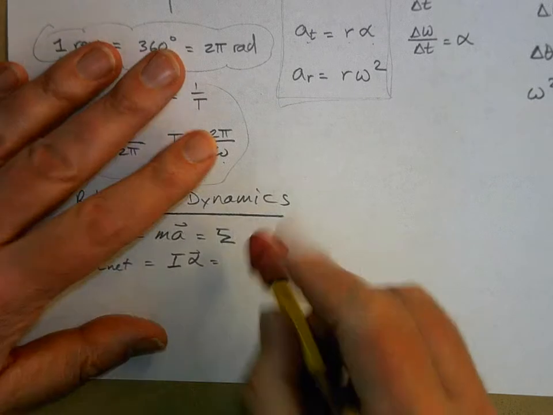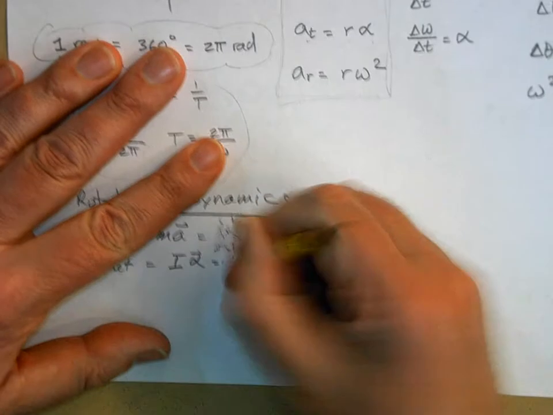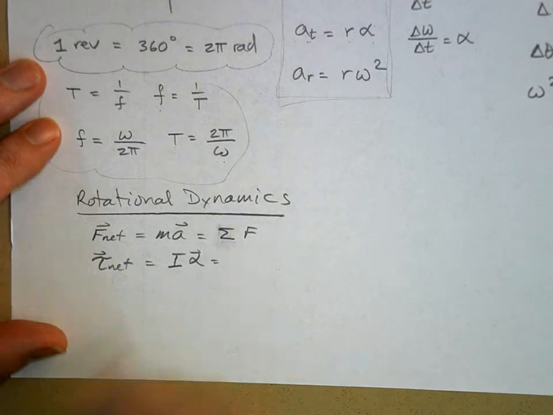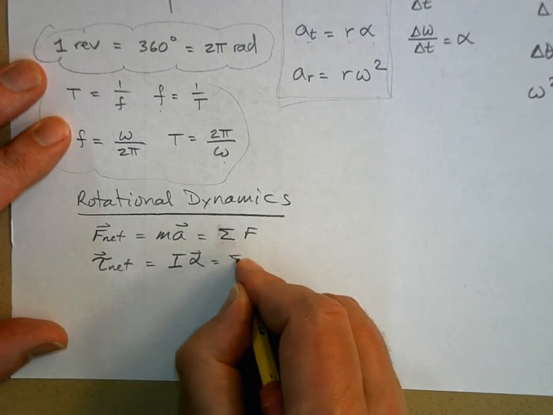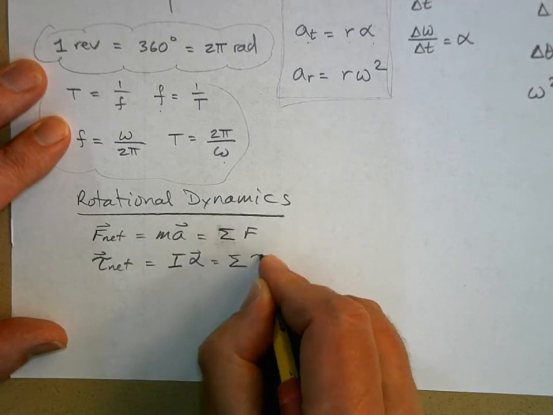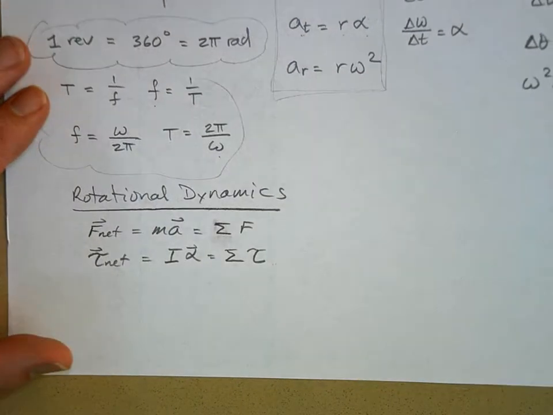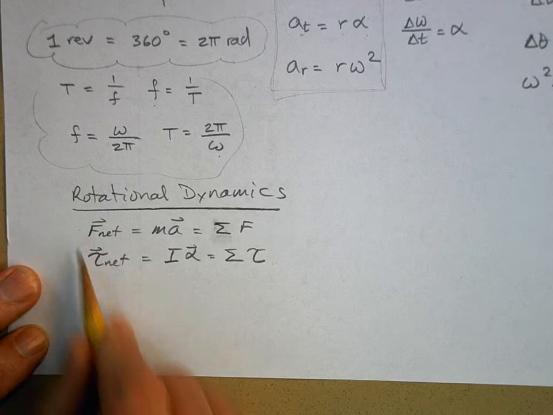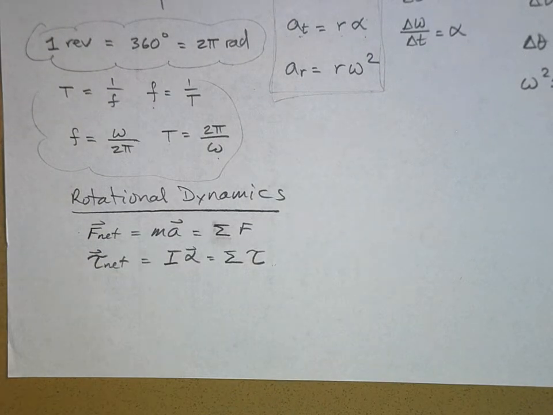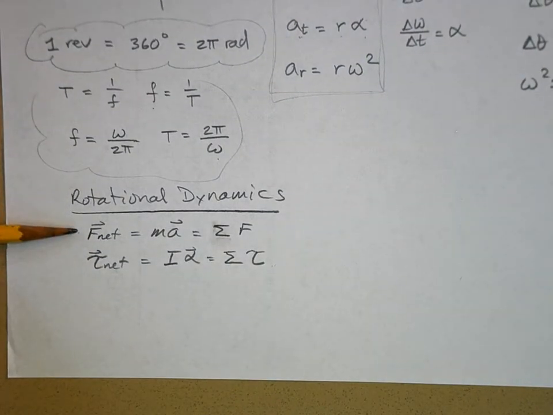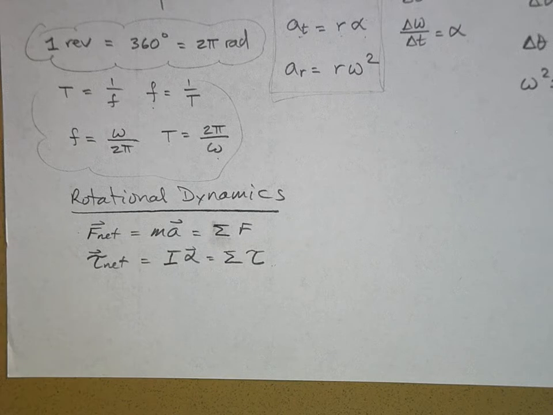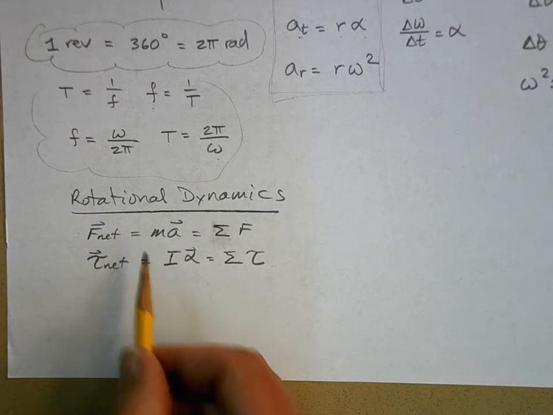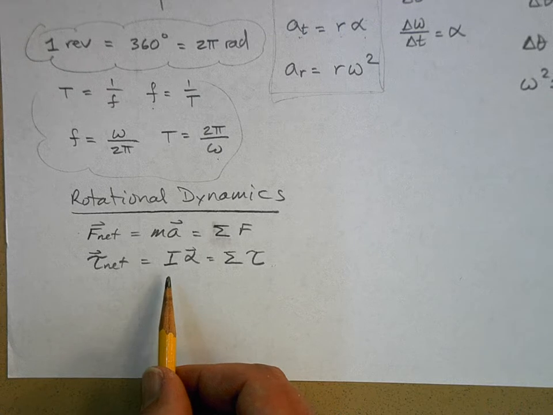The sum of all the forces acting on our object. This is going to be the sum of all torques acting on it. See how dynamics is basically the same thing. The net force, the net torque. And instead of mass, which is another way of saying inertia, we have rotational inertia.